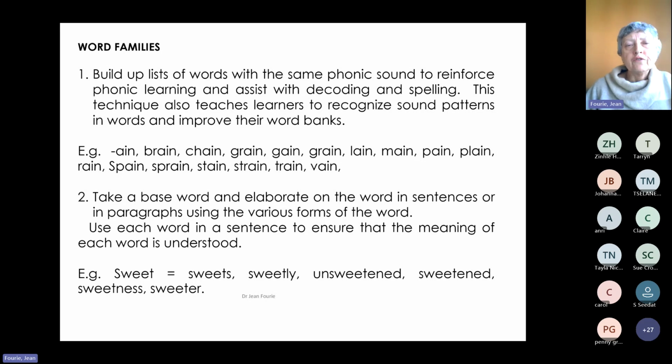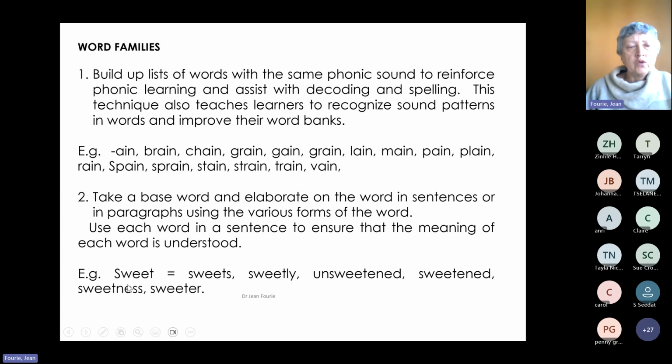And those word families then get taught together. So what we're doing is reinforcing that particular pattern and its corresponding phonemic sounds. You can also teach word families by taking a base word and elaborating on it, so that, from a base word, one can figure out all the other words that go around that particular word.